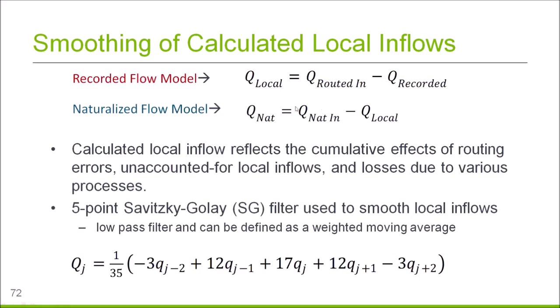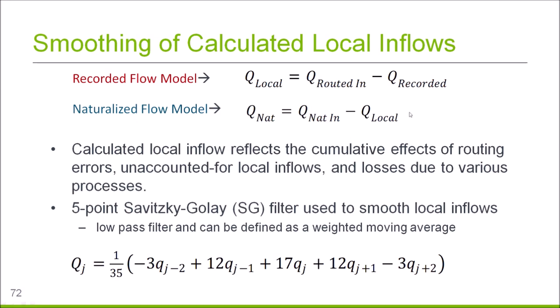So I think I explained it a little bit before, but again, the first thing you would do is route the flow from the upstream node, compare it with the recorded flow, and the difference we call local inflow. And then we adjust the naturalized flow with that local inflow. So QNat in, again, is the routed naturalized flow. You adjust that with that local flow to estimate the naturalized flow.